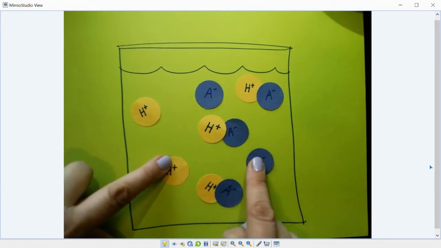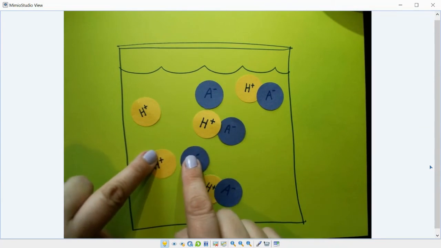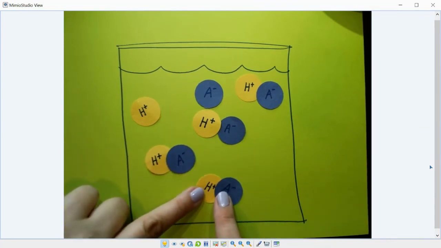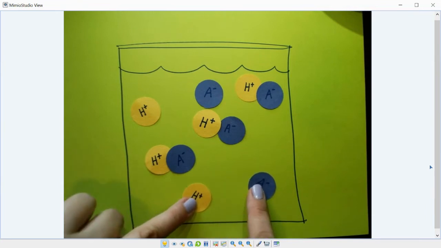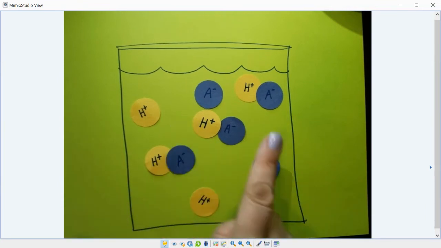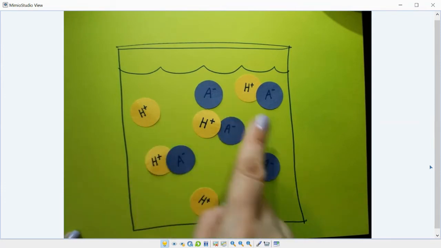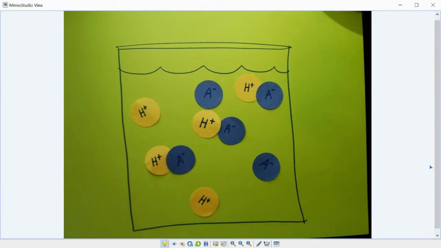So let's say these guys are moving around and they just happen to come close to each other and then stick together. Well, then something else has to break apart because the ratio has to remain the same. And that ratio, the quantitative number that represents this ratio, that's where the K value comes from.